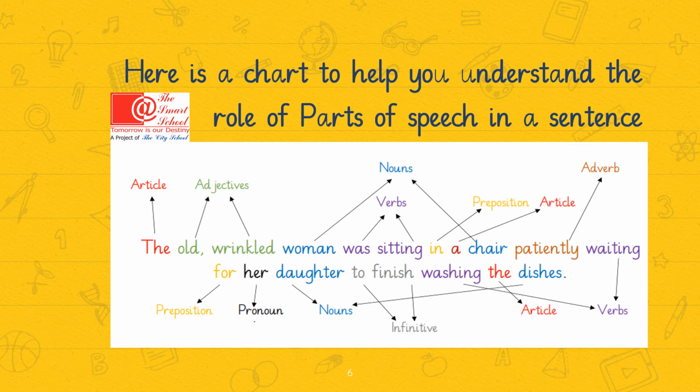To finish is a verb form that is infinitive. Washing again is a verb, an action, and the is an article, and dishes again is a noun because it's a name of an object.